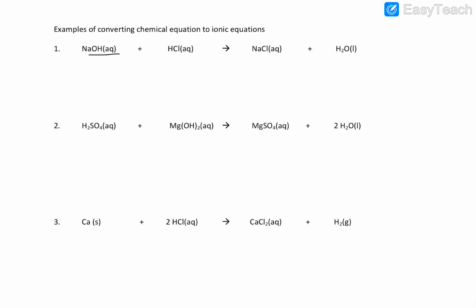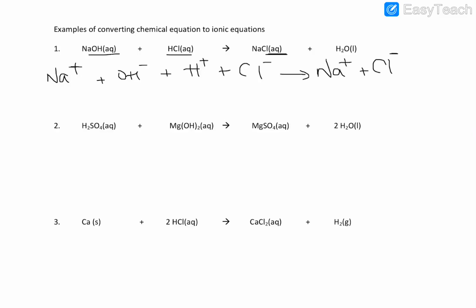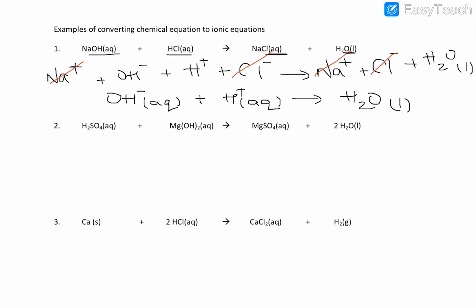So this is aqueous, it will split into its ions, OH minus. Again, HCl will split into its ions because it's aqueous. NaCl is aqueous as well, and H2O is liquid, so it will not split. So whatever is the same on both sides will cancel out, and you're left with this as the ionic equation. Make sure you don't forget to write the state symbols.